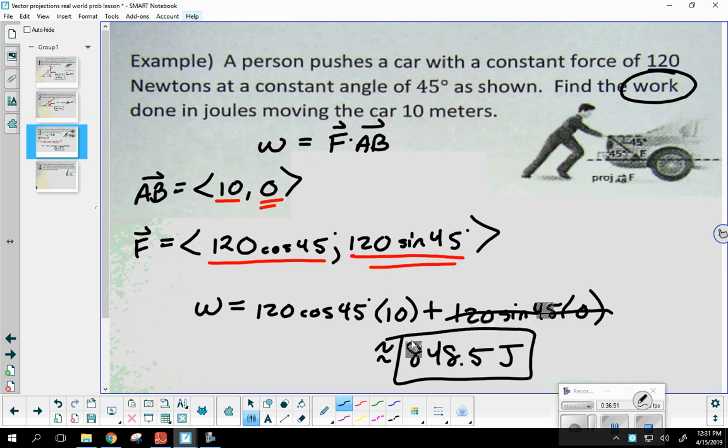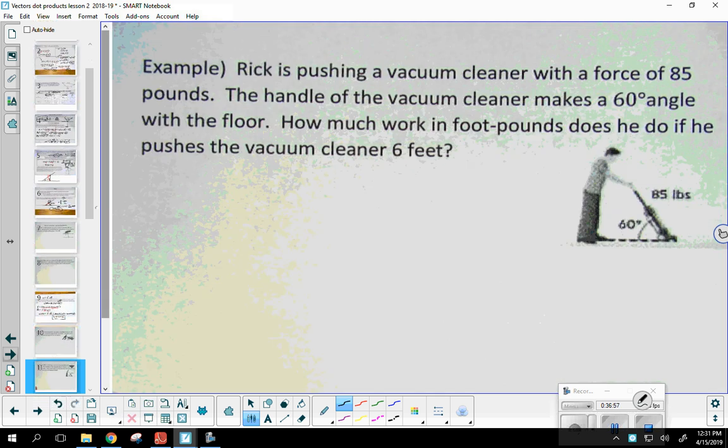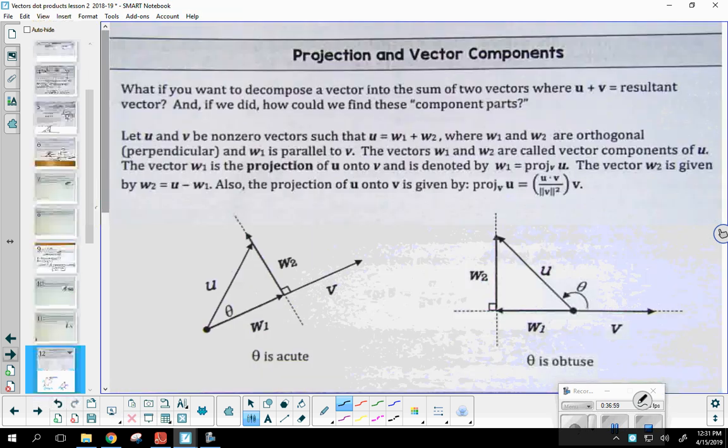The only thing I have left is to show you guys what is called vector projection. And again, it looks worse than it really is. It's very, very easy. It's just a formula. But we'll look at that tomorrow.